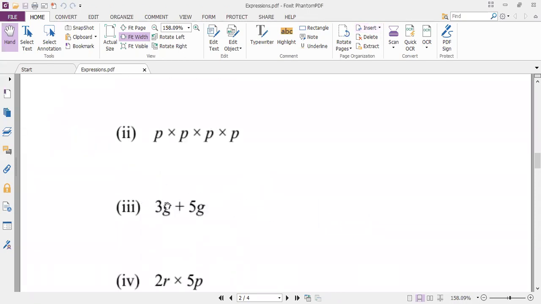3g plus 5g, it's a kind of adding. So 3 plus 5, they are like terms. We will write 8g.